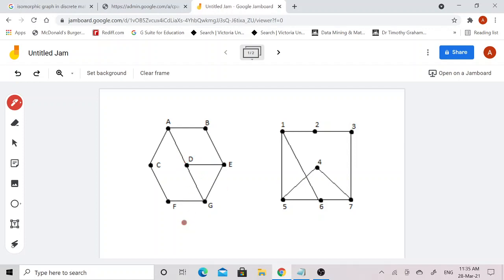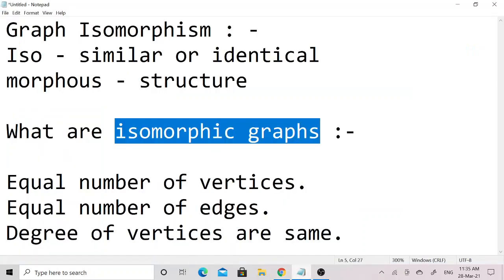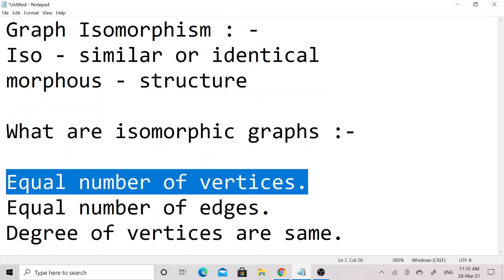Consider this is a graph G1. Here I will label this graph 1 as the G1 graph. This is another graph. I will label this graph as G2, that is graph 2. So now we will consider the parameters one by one. What is the first parameter to determine whether these two graphs are isomorphic or not? The two graphs must contain an equal number of vertices.